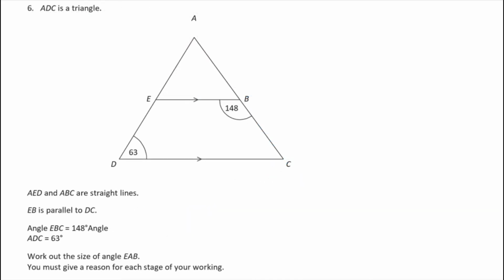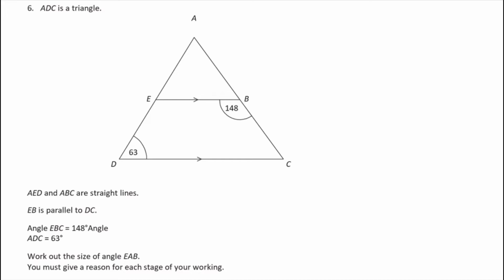Question 6. ADC is a triangle. AED and ABC are straight lines. EB is parallel to DC. Angle EBC is 148 degrees and angle ADC is 63 degrees. Work out the size of angle EAB. You must give a reason for each stage of your working.